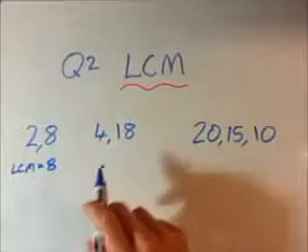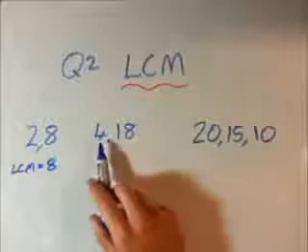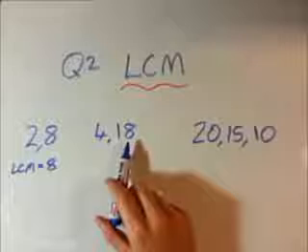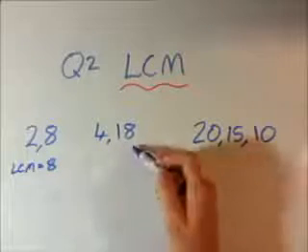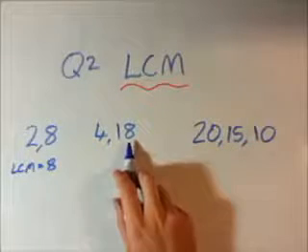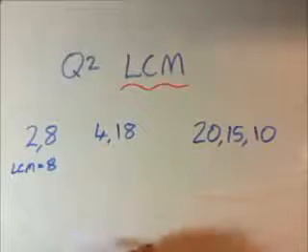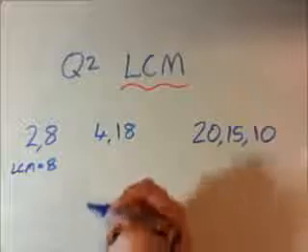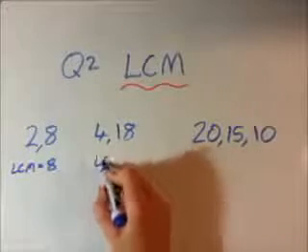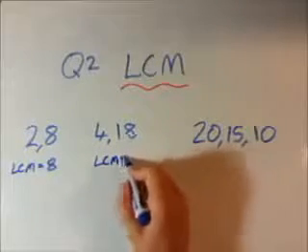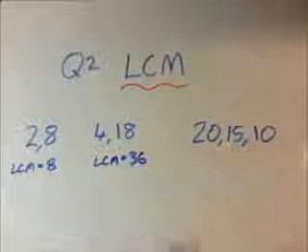Now let's look at the second one. Well, 4 doesn't go into 18, so the lowest common multiple isn't 18 this time. How about we try when we times 18 by 2? That's 36. Now 4 also goes into 36, because 4 times 9 is 36, so I can say that the lowest common multiple that both number goes into is 36.